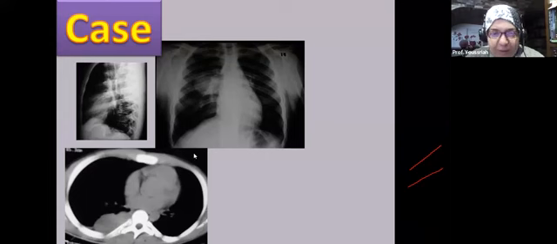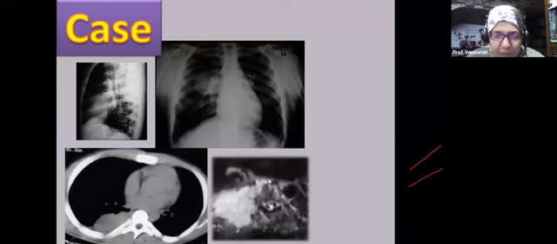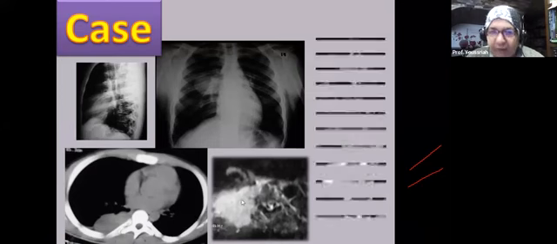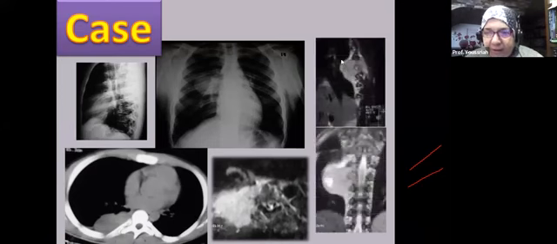However, MRI of the same patient in the same day, okay, showed the marked aggressiveness of the lesion. The lesion actually infiltrates the chest wall. And in the sagittal and coronal images, it is even infiltrating the spine.